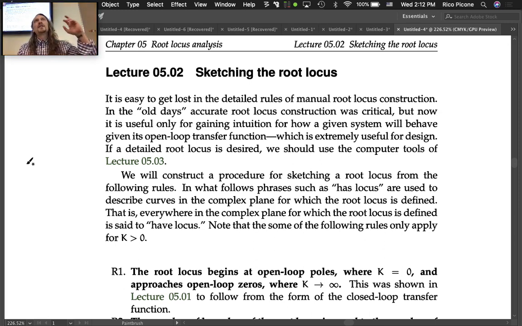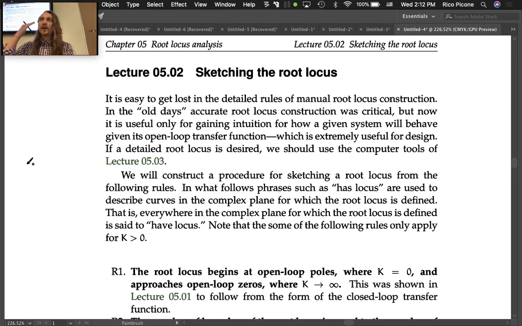It's useful because qualitatively we can understand how our transfer functions, or our poles and our zeros, are going to affect the Bode plot in the case of Bode plots, or the root locus in the case of the root locus. If a detailed root locus is desired, we should use the computer tools from lecture 5.3. In the next lecture, I'll talk about how to use MATLAB to do this, and it's very useful.